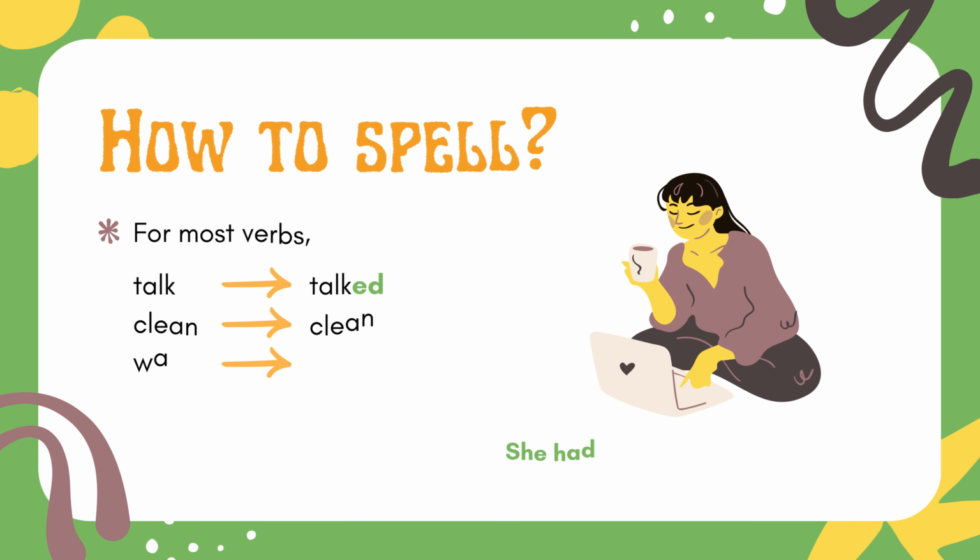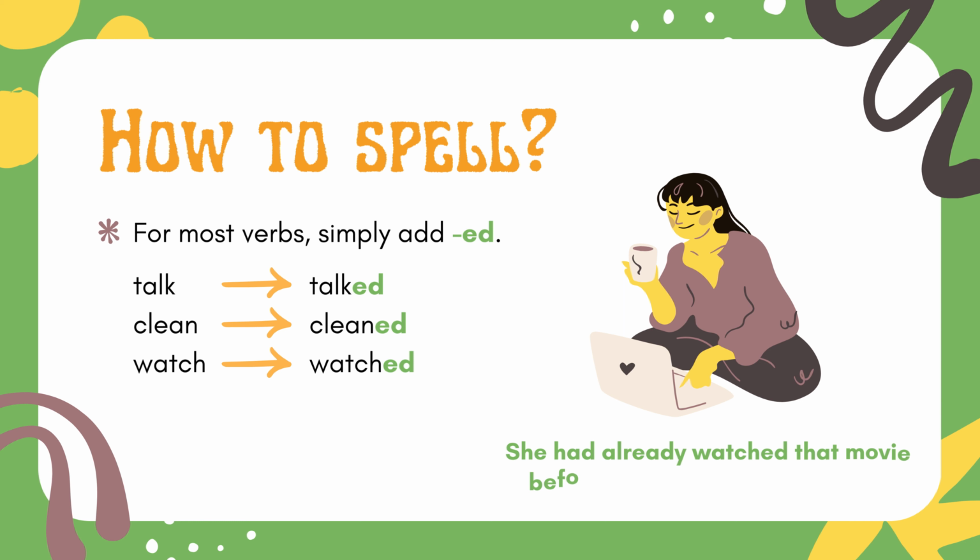How to spell: for most verbs, simply add ed. Talk, talked. Clean, cleaned. Watch, watched. She had already watched that movie before her friend recommended it.